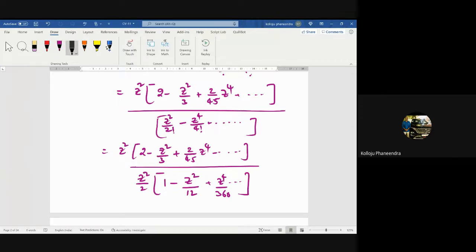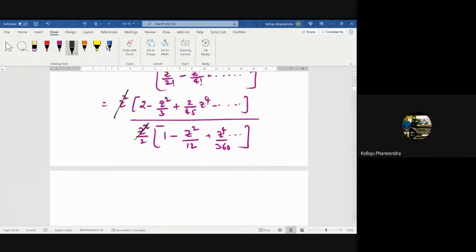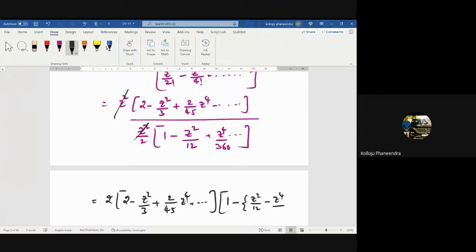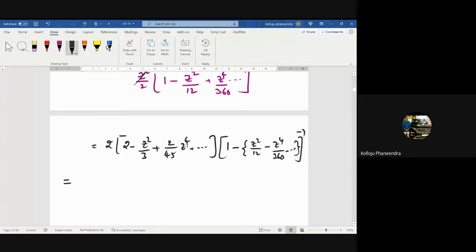Now z square gets cancelled, right? So this is equal to 2 goes to numerator: 2 minus z square by 3 plus 2 by 45 z power 4 and so on, and take this to the numerator. 1 minus, I will write this in one bracket, z square by 12 minus z power 4 by 360 and so on. This is in one bracket, whole power minus 1. Then this is 2 into, this part as it is, plus 2 by 45 z power 4 and so on. What is this expansion?